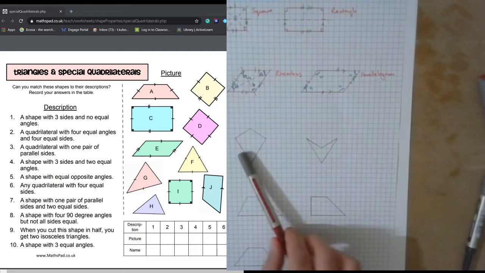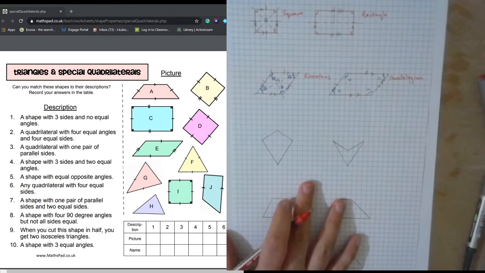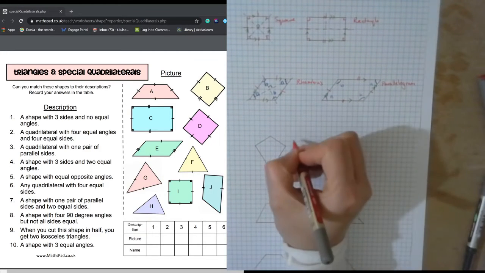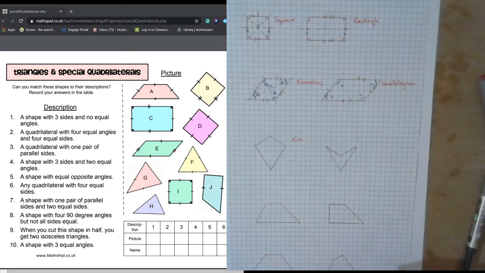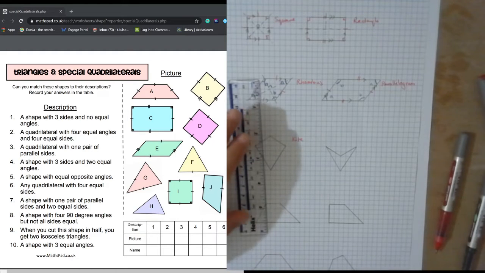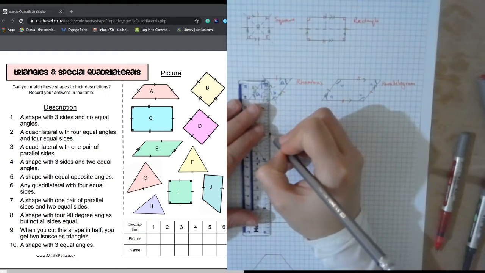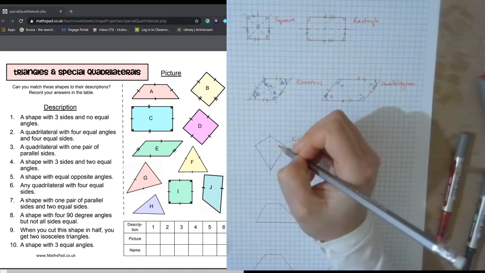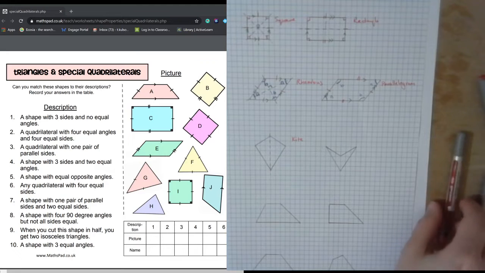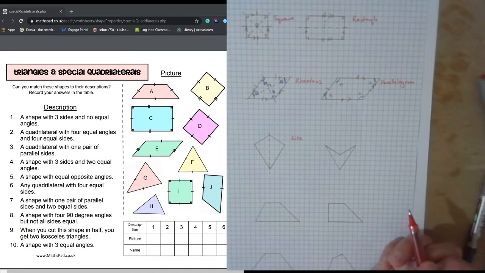Okay, anyone know what this is called? Four-letter word, starts with K. Kite. I think there's a bird called Kite as well. But anyway, I digress. So for the kite, some of you may recognize some of the properties. If I drew a line of symmetry down here, because there is a line of symmetry in a kite, would you be able to pick up on any new facts? I ponder.